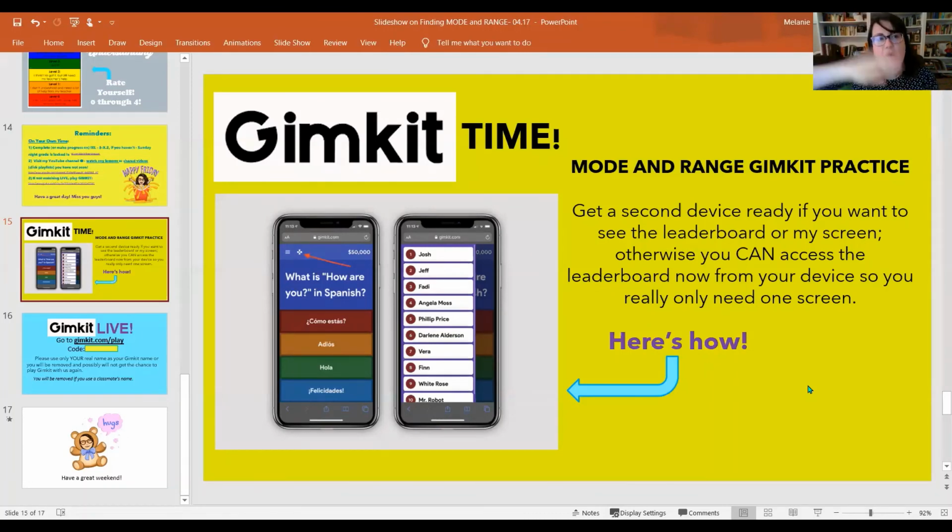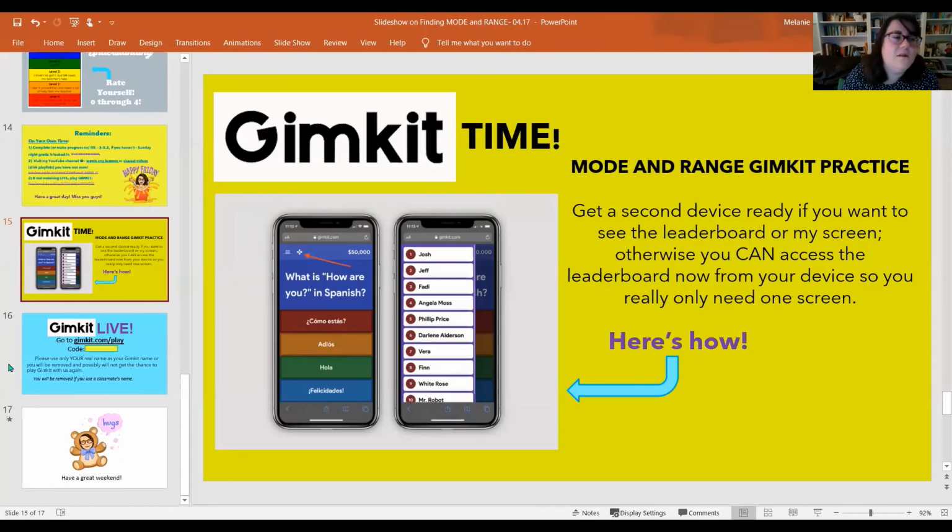So if you do not want to have that leaderboard showing, you just want to play GIMP Kit, you could just play GIMP Kit. You can have the Zoom over to the side somewhere, and you don't have to be watching the Zoom. You could just listen to the Zoom and play GIMP Kit, okay? So that is an option there.